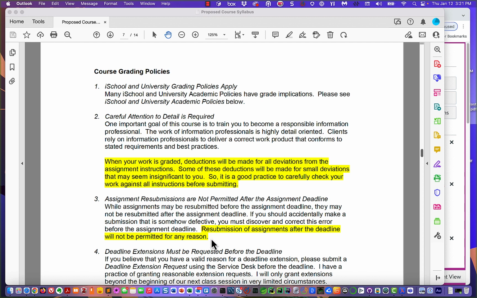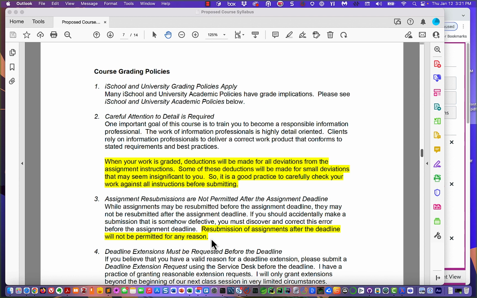Because it's important to hand things in on time, and there's a penalty for being late, okay? And because I hand out the solutions when we come to class, I don't allow resubmissions of assignments after the deadline. If you missed it, you missed it.